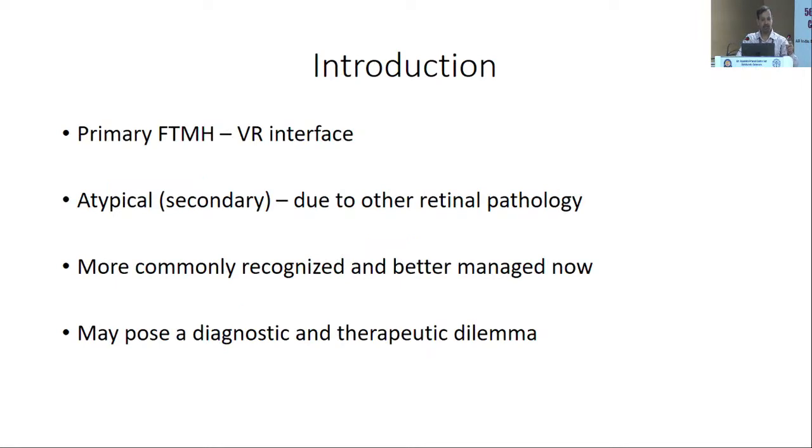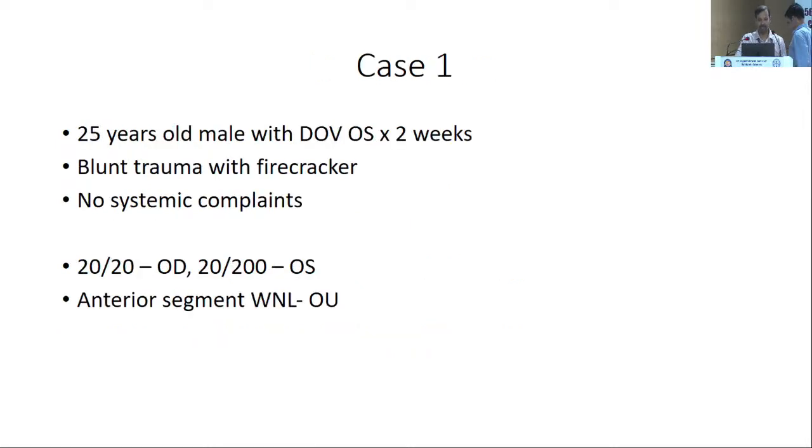We know that idiopathic full thickness macular holes are a problem of basically the VR interface, and all the secondary macular holes, or the so-called atypical macular holes, are a result of other retinal pathology. Because of better imaging modalities, they are more commonly recognized, and because we want to treat all the macular holes, I think we are seeing more and more of them. And at times, these secondary macular holes may pose a diagnostic and a therapeutic dilemma.